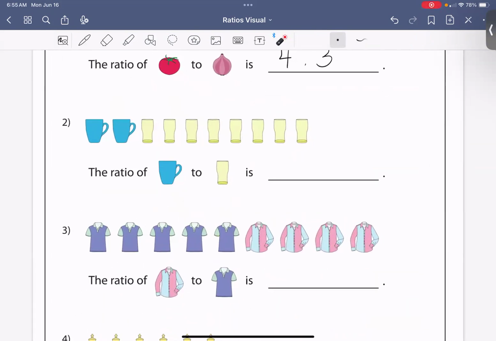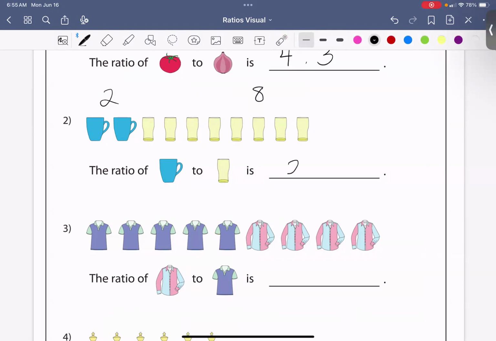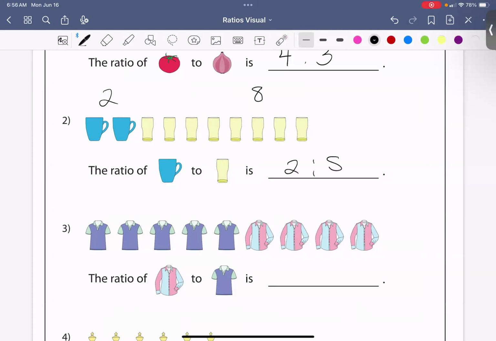So let's see, we are doing a ratio of mugs to tall cups. So we have two mugs, and tall cups we have one, two, three, four, five, six, seven, eight. We have eight tall cups. So the ratio of mugs to tall cups is 2 to 8. Let's look at the next one.